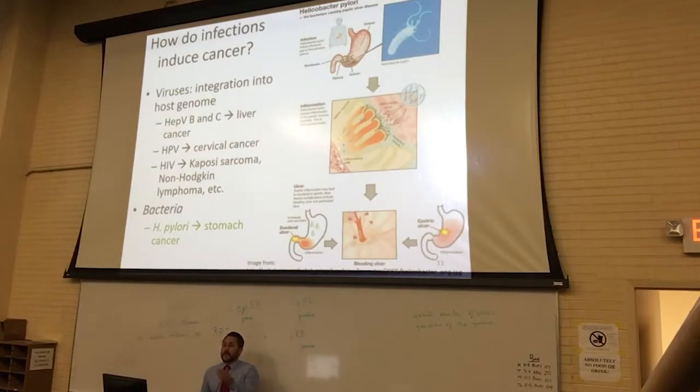For example, like hepatitis B and C, patients are at a higher disposition for developing liver cancer. HPV, these patients that are exposed to human papillomavirus, HPV, they're at higher levels of developing cervical cancer, and now there's actually vaccines for young girls to prevent risk of cervical cancer later in life.